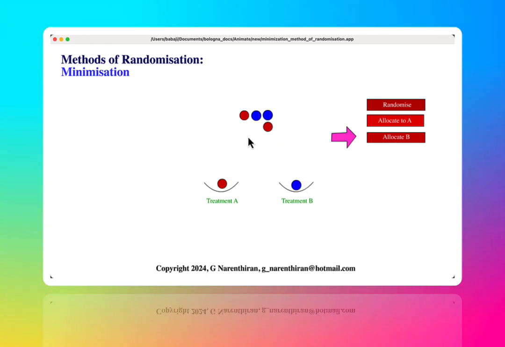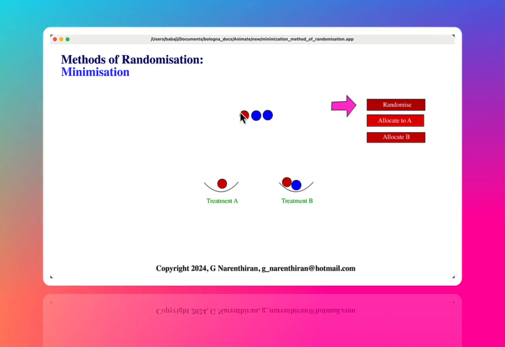But in minimization, it's different. What we look to see is that here we already have one red, and there are no reds here. So because there's one red and no red here, and the next one is red, rather than randomizing, we allocate this red to team B. So I'm going to click here, and it's going to allocate rather than randomize.